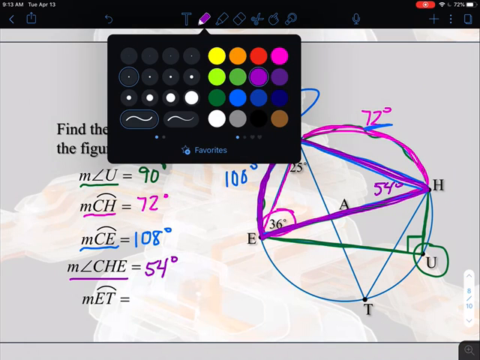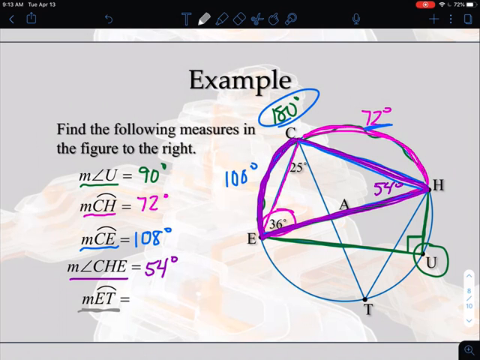And then the last one asks us to find the measure of arc ET. Well, so if I highlight arc ET here, so here's my arc. If I trace it back to its starting point, it goes back to point C. And so we see that that angle is 25 degrees, which means when I bring it outside, I have to double it. And so arc ET would have a measure of 50 degrees.